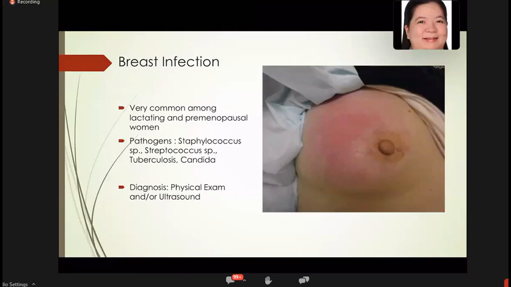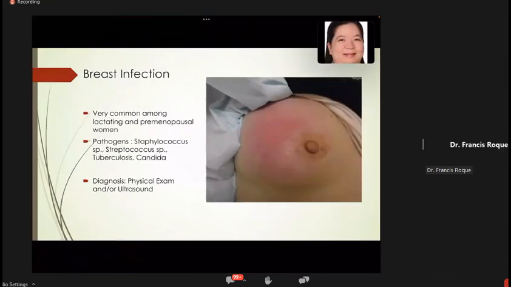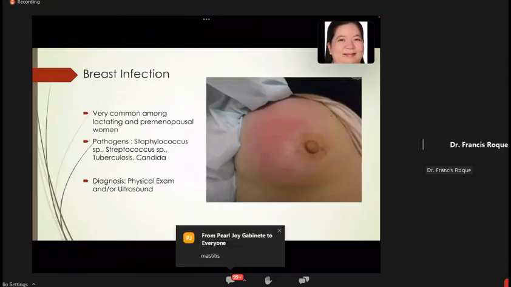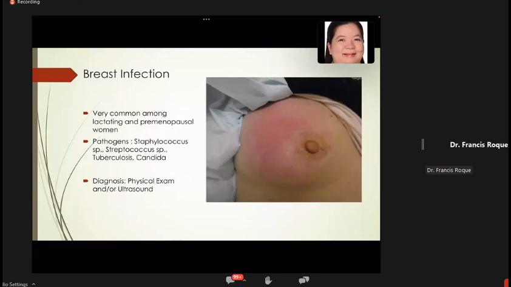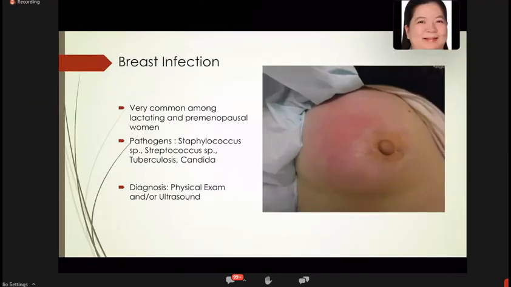Especially those individuals who are lazy to express milk, okay? Or have difficulty, no? Not lazy, sorry, but most of the females who have difficulty expressing or emptying their breast, okay? The milk serves as a very good media for bacterial growth, okay? More common pathogens that we encounter usually are the Staphylococcus, the Streptococcus. These are skin pathogens. Sometimes you also encounter tuberculosis or fungal.